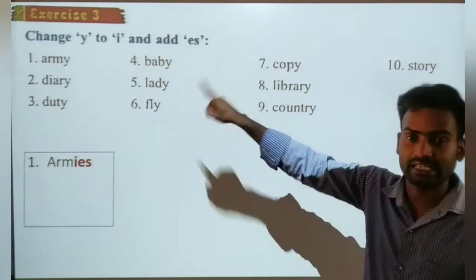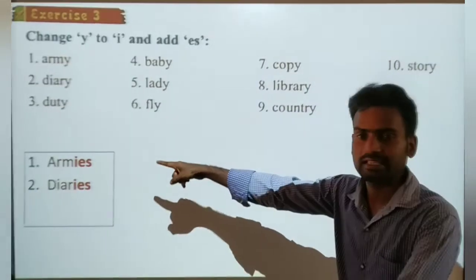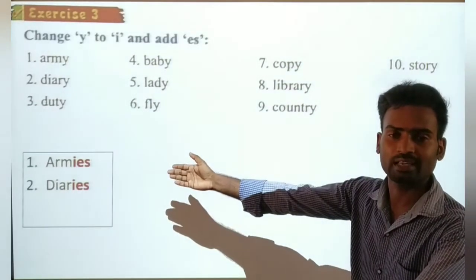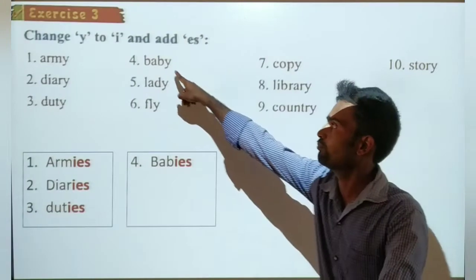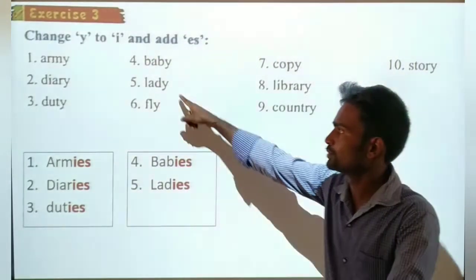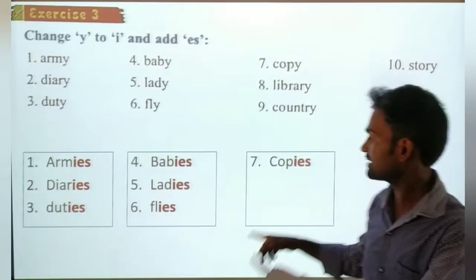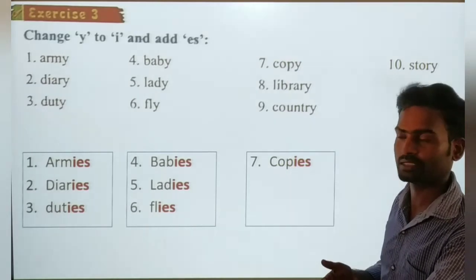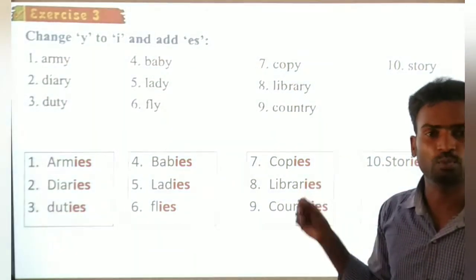Here everything is given in singular form. Army, only one army. Diary, only one diary. Duty, only one duty. Baby, only one baby. After adding ies, it becomes plural form. See, diary: I removed y, then I added ies. The same way, duties, babies; I have removed y, added ies to make it plural. Lady, ladies. Flies. The same way, copies: single copy, only one copy, and this is copies, plural form, maybe more than one. Libraries, countries, stories. This is more than one story, it could be 2, 3, 4, but not one.